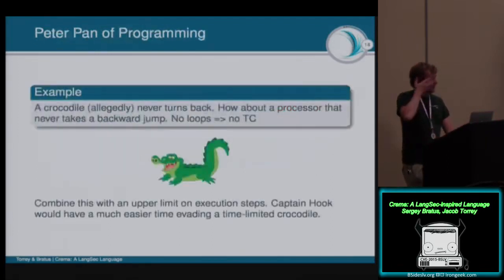Apparently, crocodiles, I learned this, don't turn around. If you imagine a processor that never went backwards, so you have no loops, no Turing completeness, and you combine it with an upper limit, Captain Hook would have a much easier time evading a bounded execution crocodile. Apparently the crocodile's name is TikTok. I learned that today. Just kind of an aside there. Sergey thought that had to be included, so there it is.